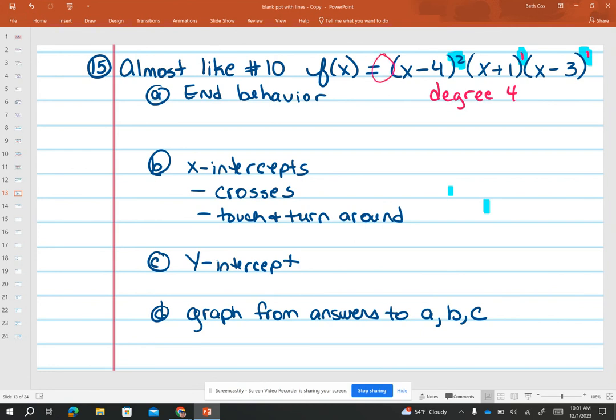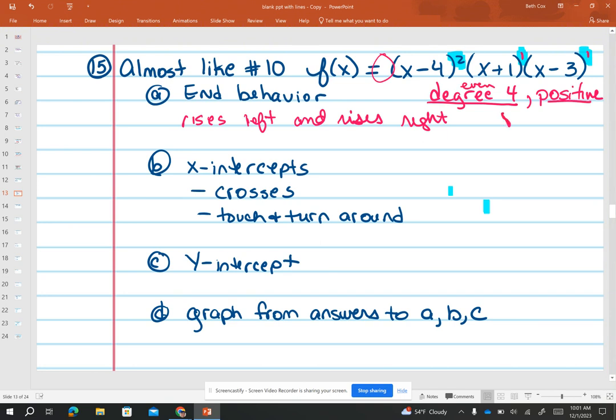And there is no negative, so this is positive. So just like the one we just did, it rises left and rises right because it's even and positive. So it's going to rise both up. All right, now the x-intercepts, we set each one equal to 0. So we have 4 and negative 1 and 3. So our x-intercepts are 4, negative 1, and 3.